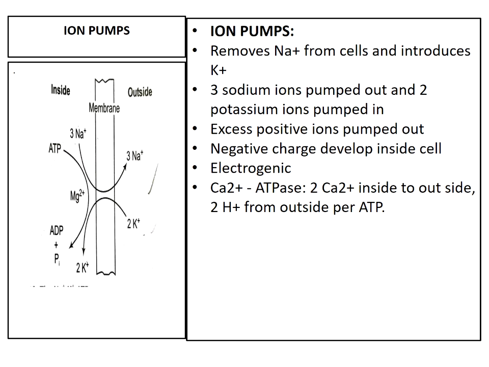And there is another example of an ion pump, that is calcium ATPase. In this case, there is transport of 2 calcium ions from inside of a cell to the outside while returning 2 hydrogen ions from outside per ATP. So for one ATP, there will be the transfer of 2 calcium ions from inside to outside and 2 hydrogen ions from outside to inside.